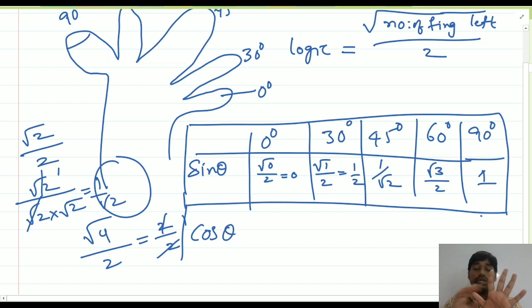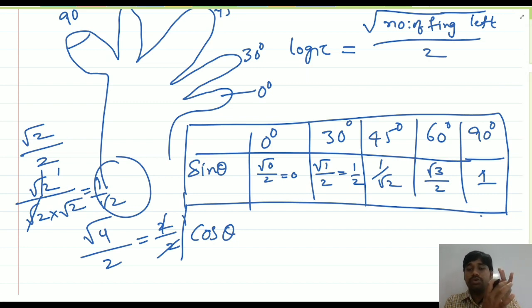Okay, so if I fold any finger, you have to say the value. Now say the value: sin 45, 1 by root 2, sin 60, root 3 by 2, sin 90 is 1. The small finger is 0. Let us say this is queen, queen is 0, king is 1. The middle one is 1 by root 2, this is root 3 by 2, this is 1 by 2. So if you know the numbers on your fingers, then the cos values will become easy for you.